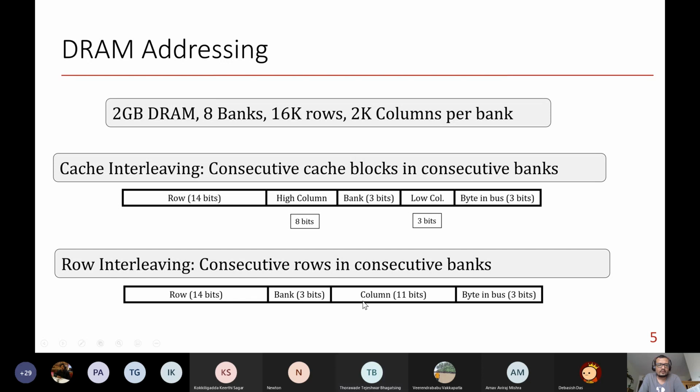Now the question is, which one will be the faster? Assuming this is the access pattern.